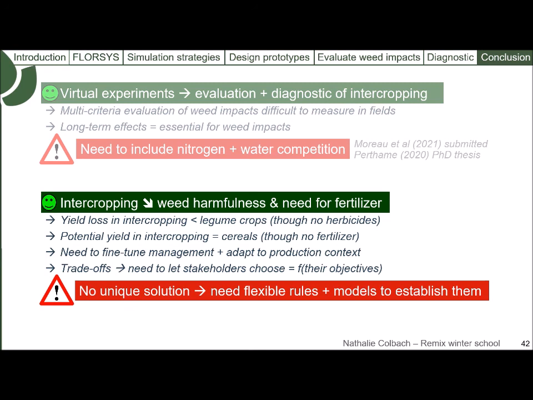And if you want to know a bit more, here you have a list of a few recent publications that synthesized how we developed the model and how it can be used.